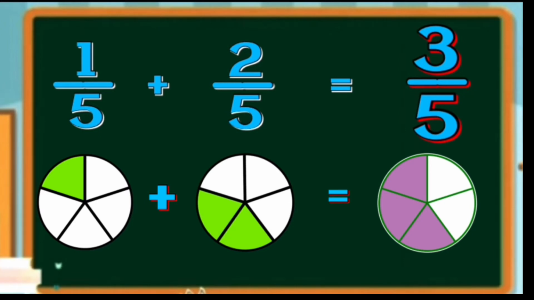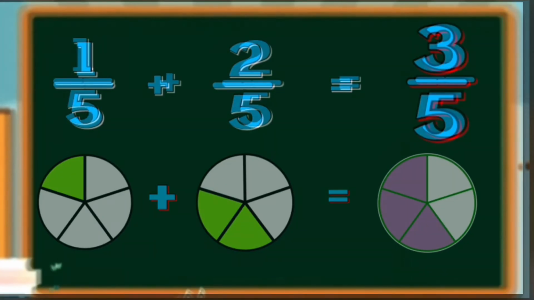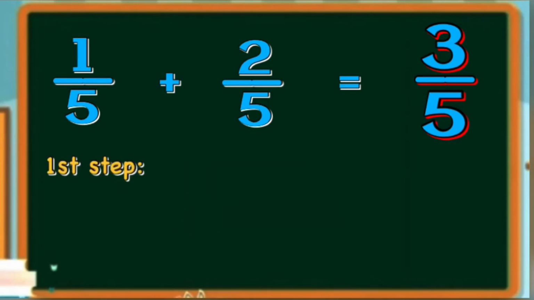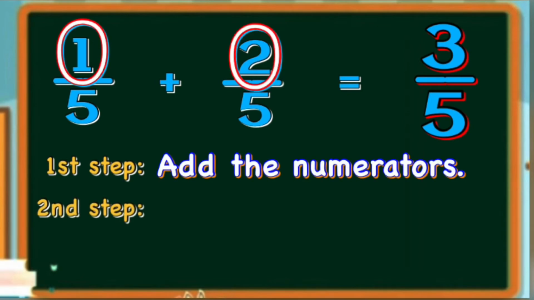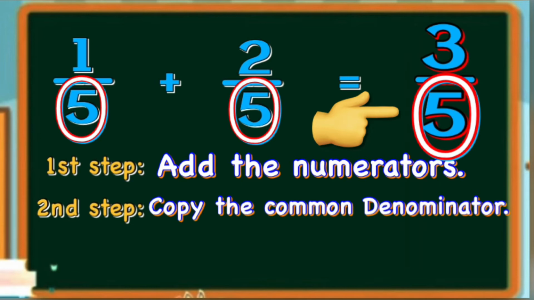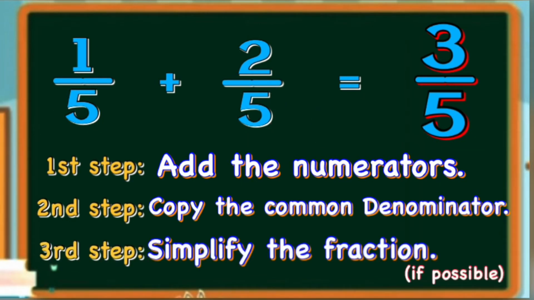Now, how are we going to add similar fractions without representations? First step, add all the numerators. That makes 1 plus 2 is equal to 3. The next step, copy the common denominator, which is 5. And lastly, simplify the fraction into its lowest term. In this case, 3/5 is already in its simplest form. Therefore, our final answer is 3/5.